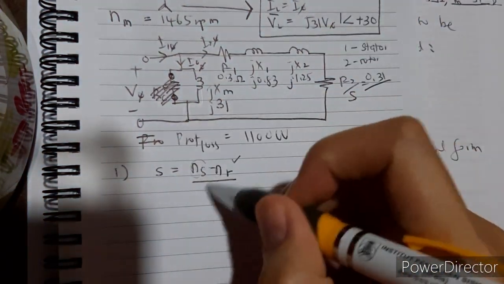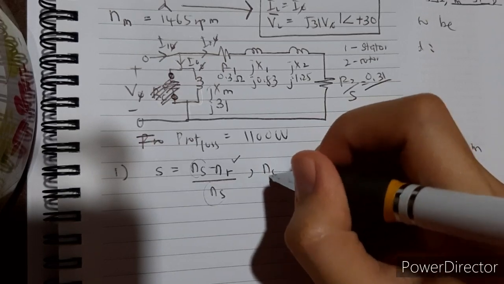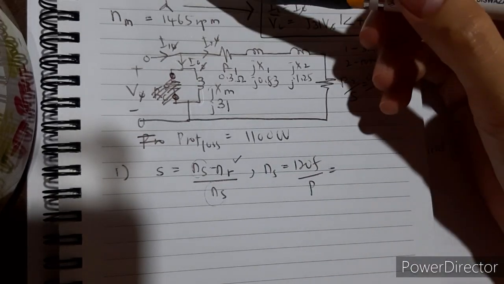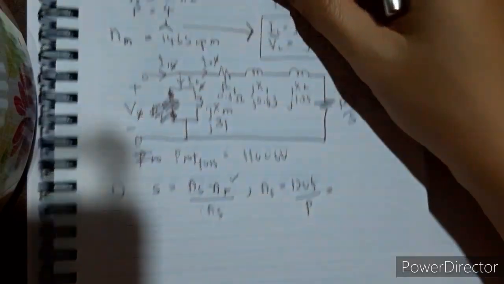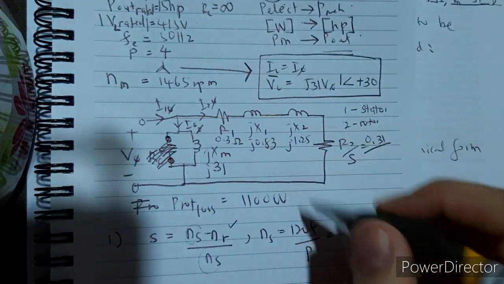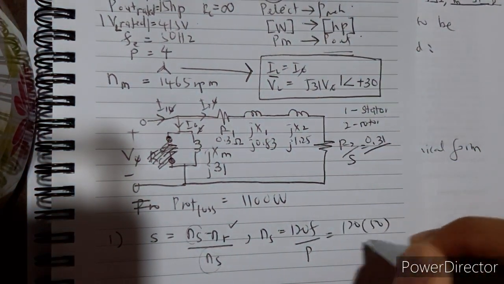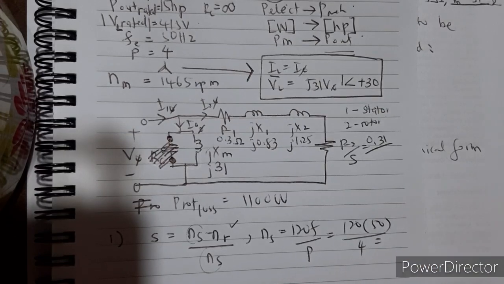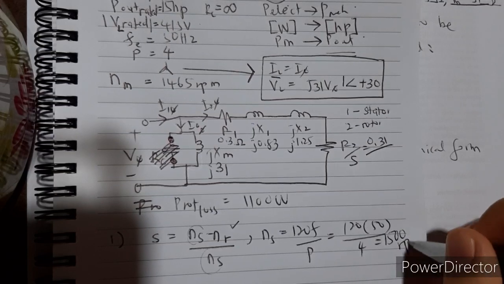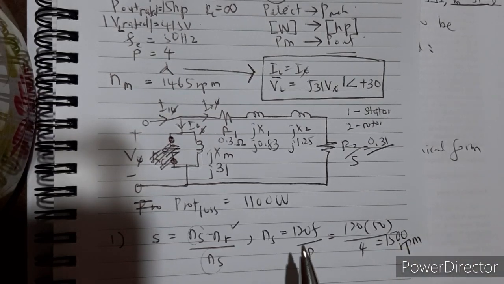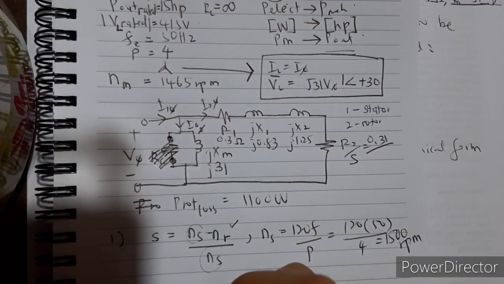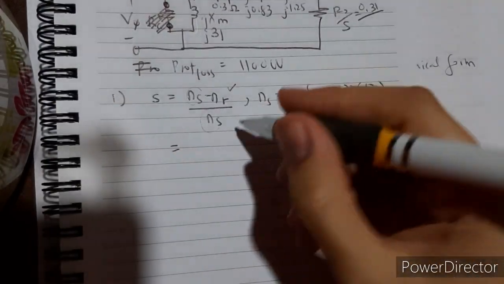But you don't know yet your NS, so you need to find. So formula NS is 120 F over P. So your F is 50 Hz, so 120 times 50 over number of poles is 4. That is equal to 1500 RPM. Remember, if you are using the formula for N, the unit is RPM. So now you can find your slip. Easy peasy.